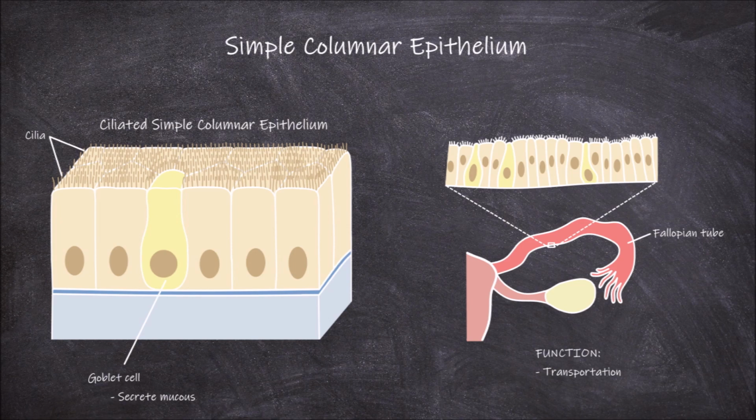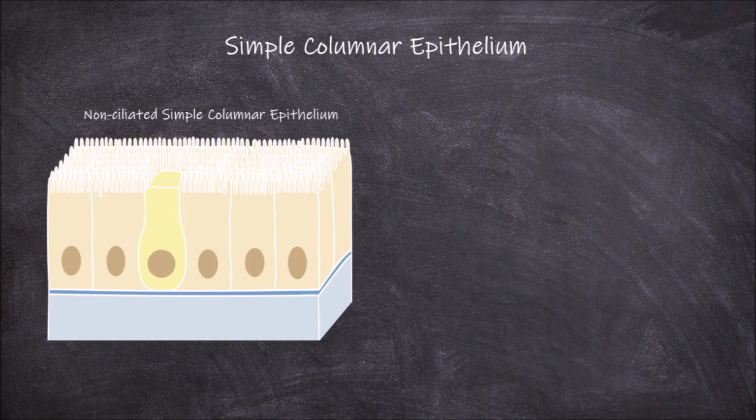Non-ciliated simple columnar epithelium consists of a single layer of columnar cells that have microvilli covering the apical surface of the cell. Microvilli are tiny extensions of the cell membrane. The presence of these microvilli are important in increasing the surface area of the cell. They are also interspersed with modified cells called goblet cells. Again, these goblet cells function in secretion of mucus.